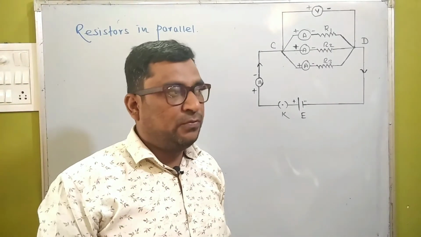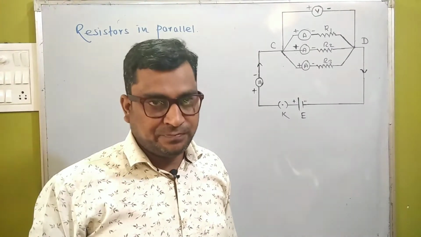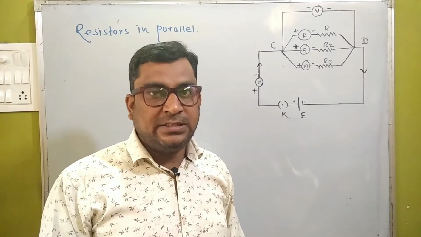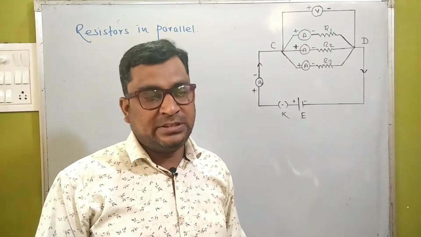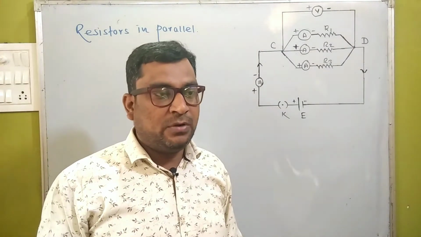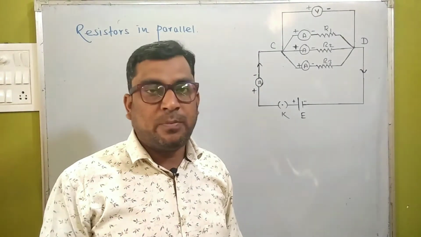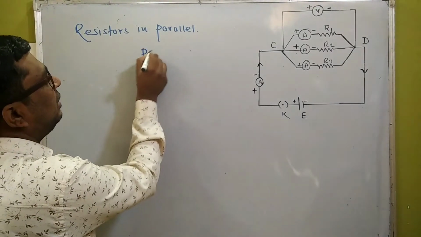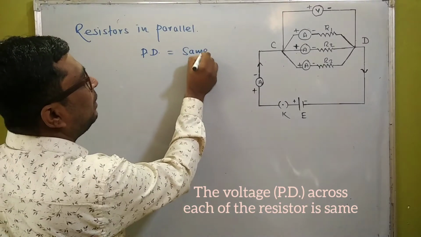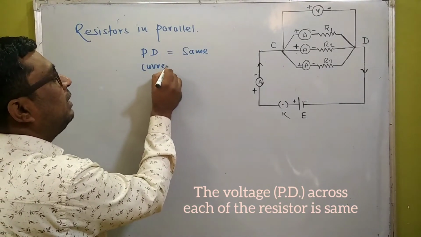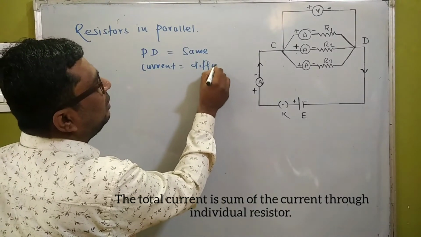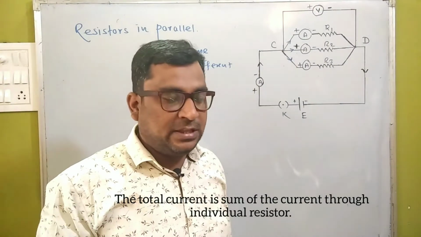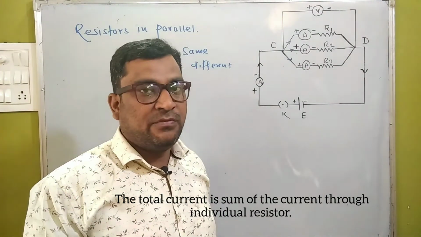Now it's time to derive the expression, and for that we have to know two mandatory conditions, which are very important here. As I told you in series, the same current flows through the resistors, and the potential difference is the sum of the potential differences, because it drops across each resistor. You will get the reverse condition here. In parallel, the potential difference across each resistor is the same, and the current is different, because you have to calculate the current flowing through each branch. For that reason, the sum of the currents is equation number 1 for resistances connected in parallel.